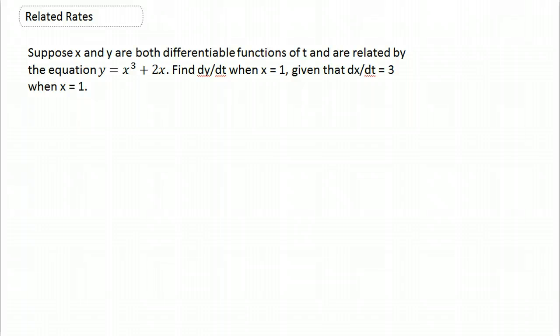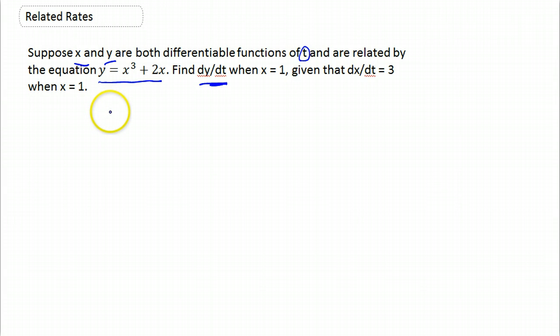So here's a real basic one. Suppose x and y are both differentiable functions of t and are related by the equation y equals x cubed plus 2x. We're supposed to find dy/dt when x is 1, given that dx/dt is 3 when x is 1. So this is the equation that's going to relate x and y to each other, and notice that they are functions of a third variable t.